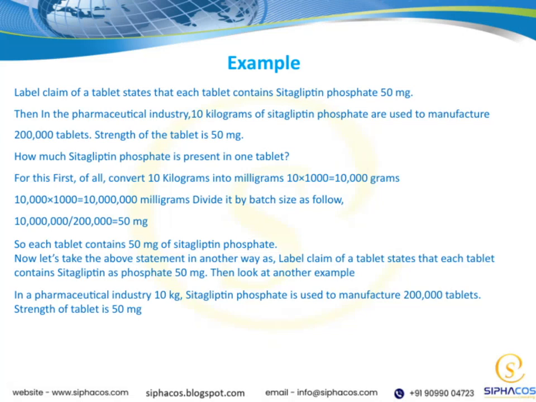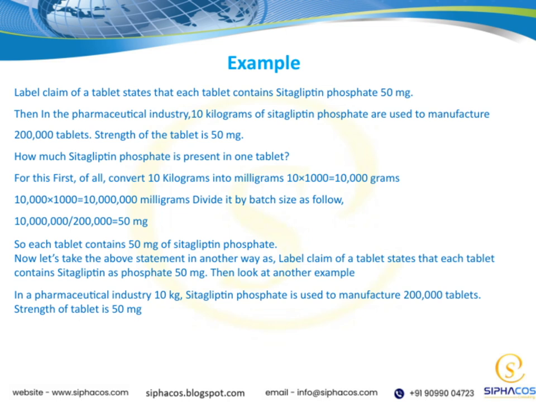Let's look at this example to understand it better. The label claim on a tablet states that each tablet contains sitagliptin phosphate 50 milligrams. Now, in the pharmaceutical industry, we often work with large quantities. For instance, 10 kilograms of sitagliptin phosphate are used to produce 200,000 tablets.